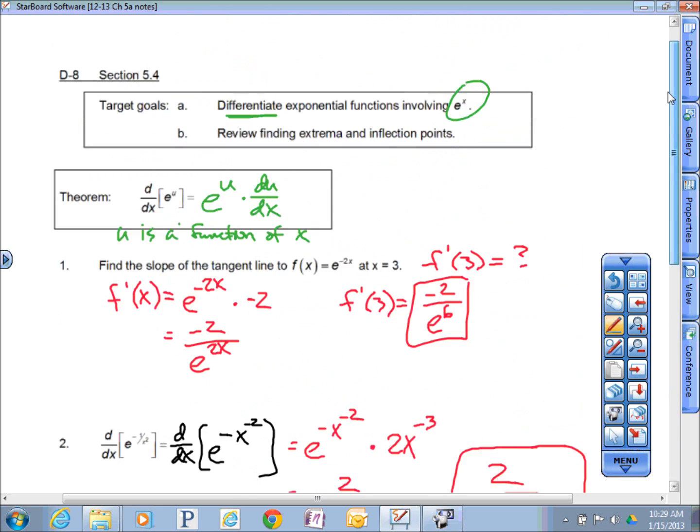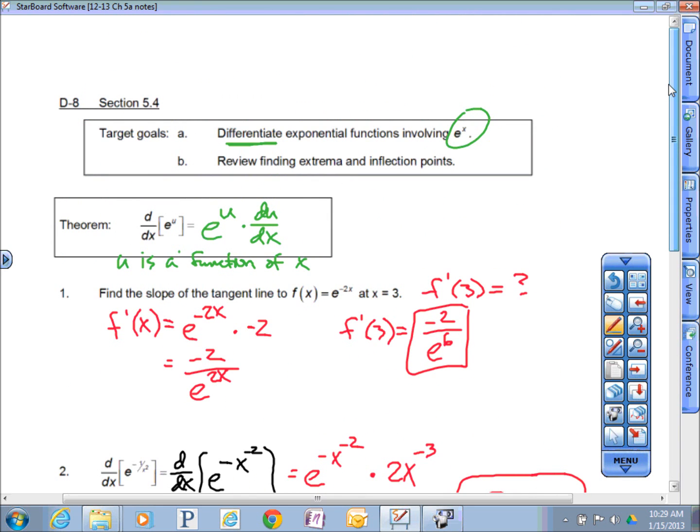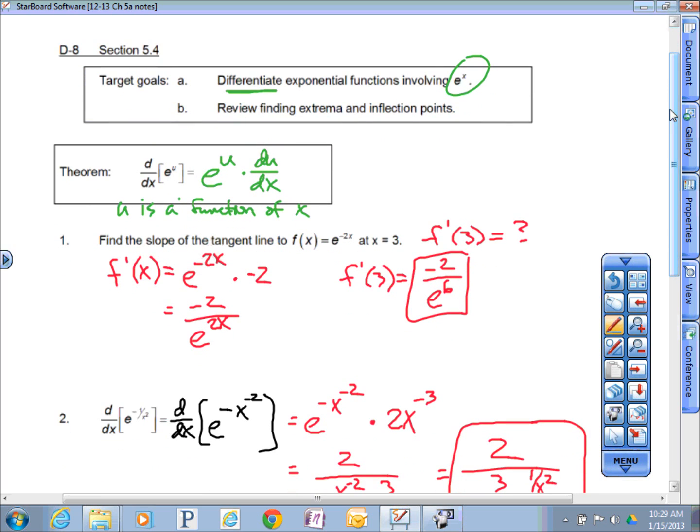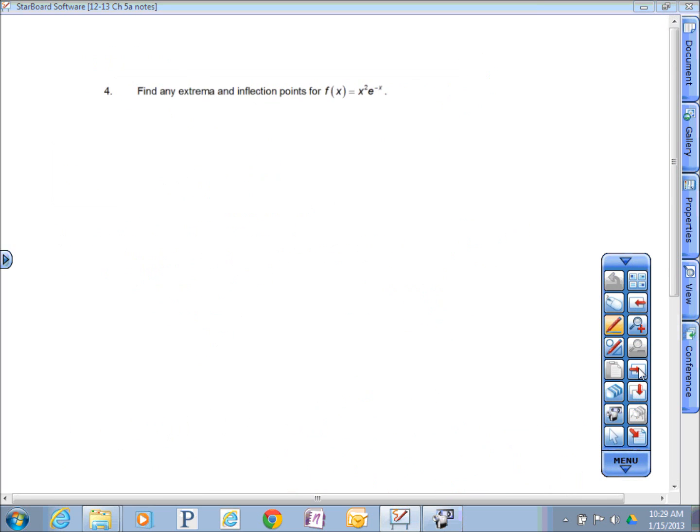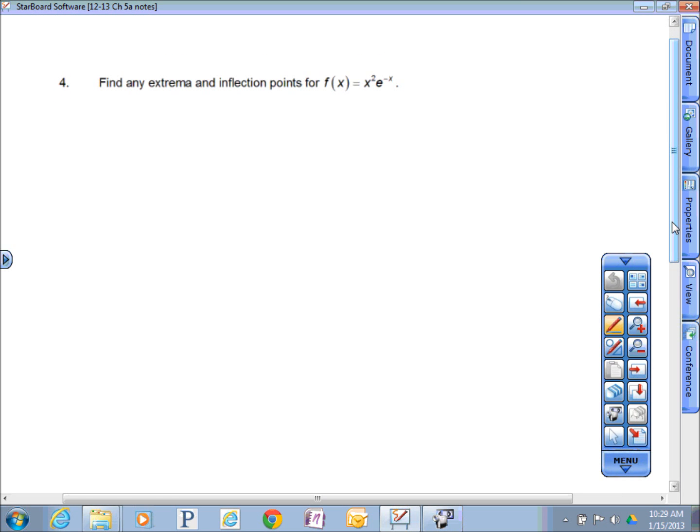So first goal was to take care of exponential functions with e to the x in it. Now second goal is to review a little bit of extrema and inflection points. So find extrema, find inflection points for this particular function, x squared times e to the negative x. So again, I see a single term. I see that it's going to require me to multiply x squared times e to the negative x. So it looks like we're going to need a product rule.